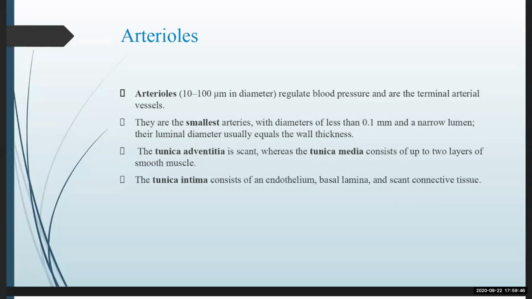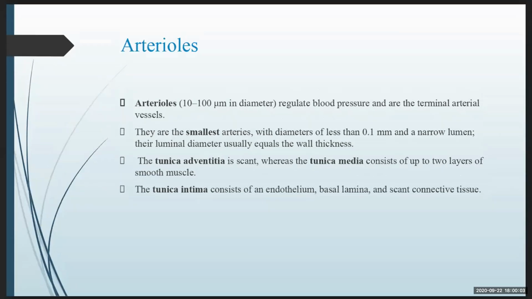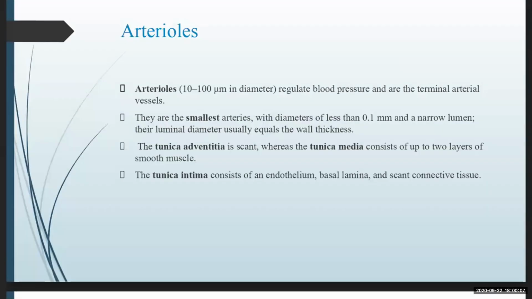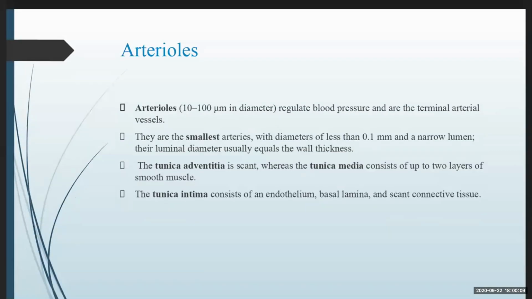Okay, so I'm saying that arterioles are small, the smallest, but they have all the layers: tunica adventitia, tunica media, and tunica intima. And one student here asked me where the connective tissue is. This is a good question, because where can connective tissue be located? It is located in the tunica intima, okay? It's located in the tunica intima.